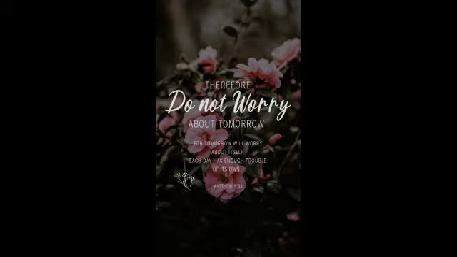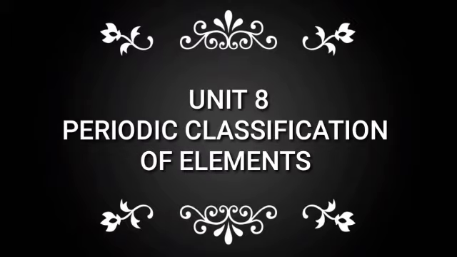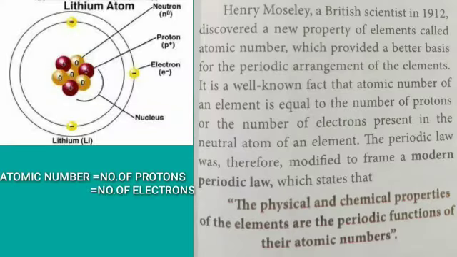Now let's proceed into the lesson. Unit 8, Periodic Classification of Elements. We are going to look into the periodic classification of elements. All the elements are classified just as books are classified in a library. Henry Moseley, a British scientist in 1912, discovered a new property of elements called atomic number, which provided a better basis for the periodic arrangement of the elements.